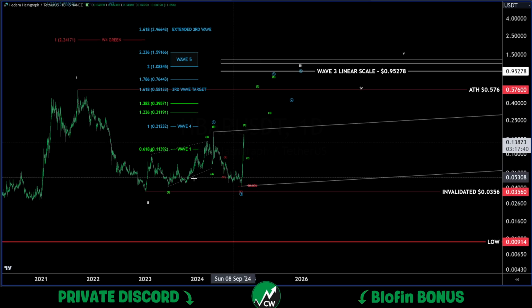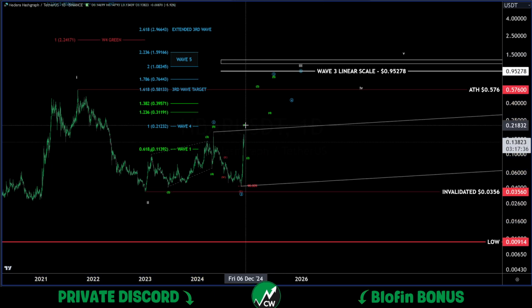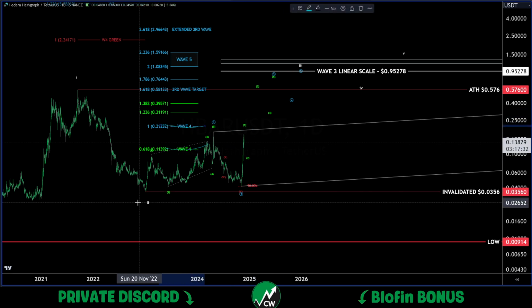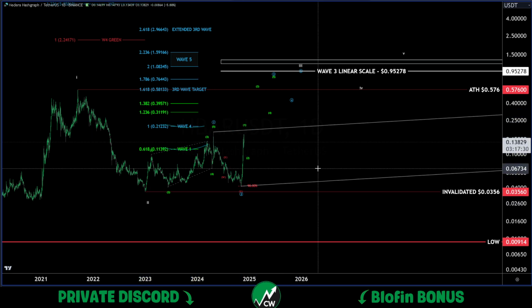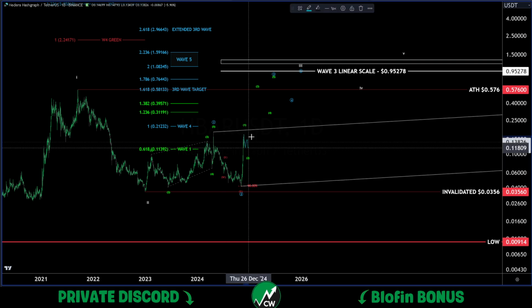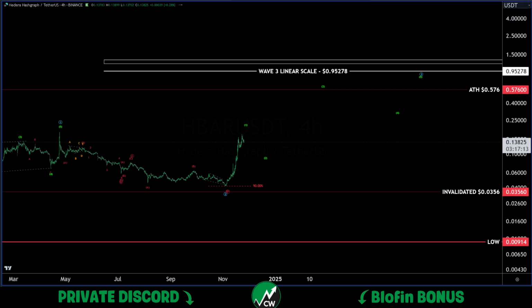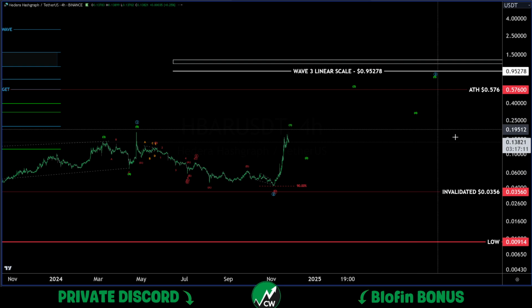Now, if we go on the third degree 1-2, which is 1-2, 1-2, 1-2, this 1-2 we expect to come between the 618 and the 100% of this previous degree 1-2. So we're pretty much in ideal zones, looking for a correction and continuation to the upside, hopefully before the end of the month. So now that we have those expectations, let's go to the smaller time frames.